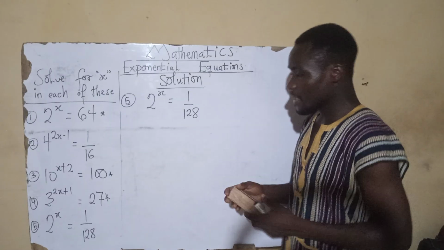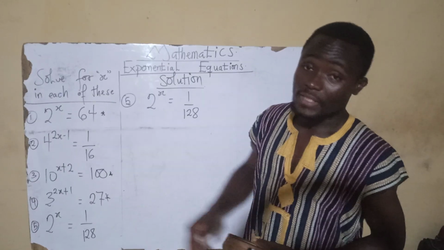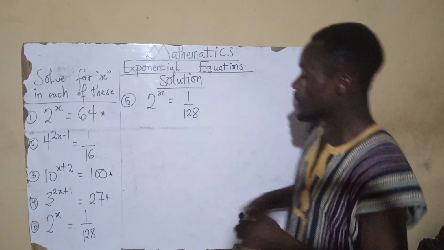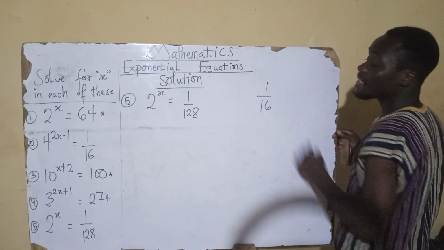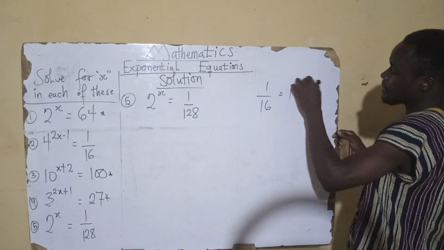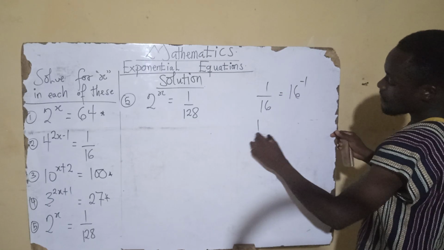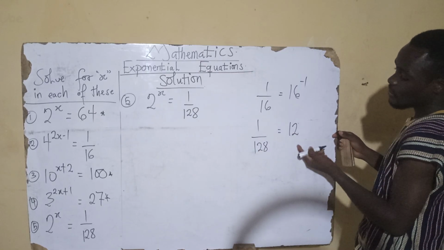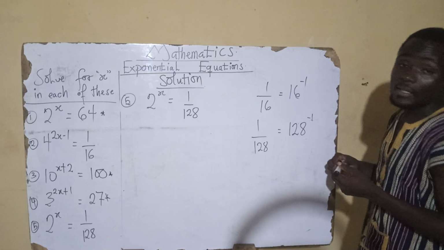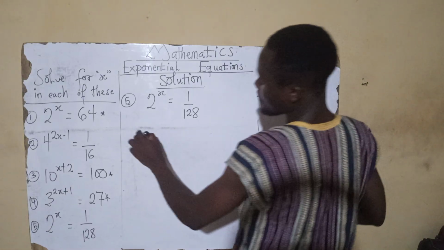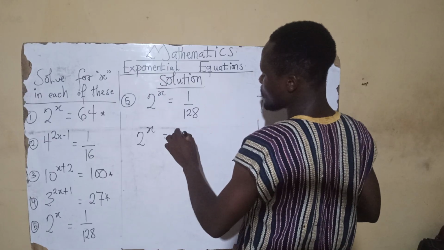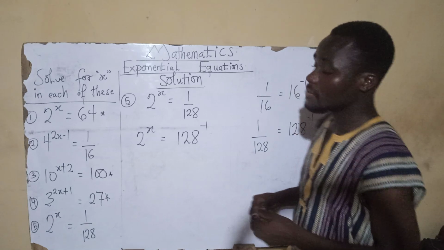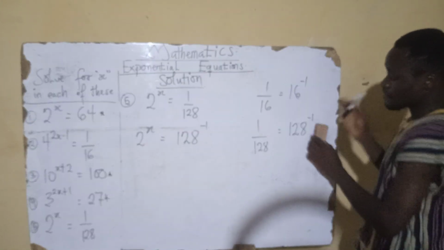Very good. So how do we do that? Likewise, how we did the 1 out of 16, we converted the fraction 1/16 to become a whole number, which is 16 exponent negative 1. In the same manner, when we have 1 out of 128, this becomes a whole number as 128 exponent negative 1. That's the first thing to do. So here I have 2 power x, which is equal to 128 exponent negative 1. I believe you are following. Very good.